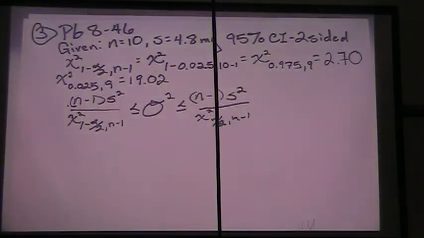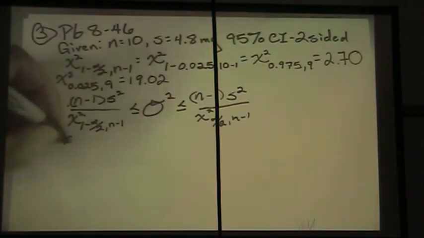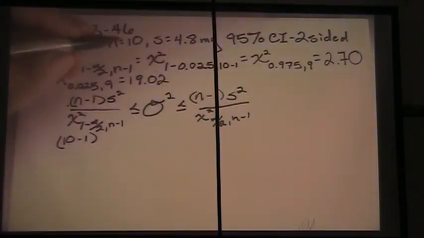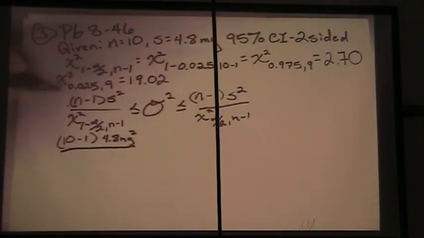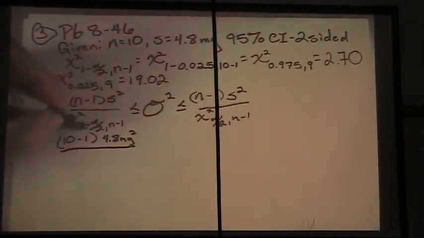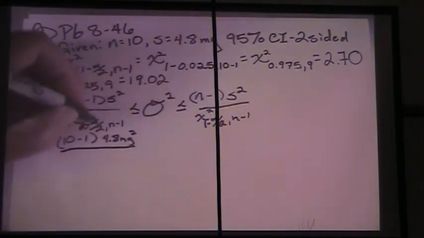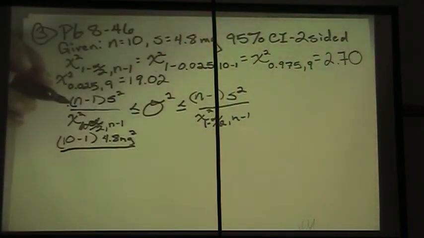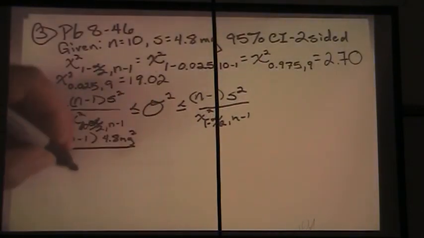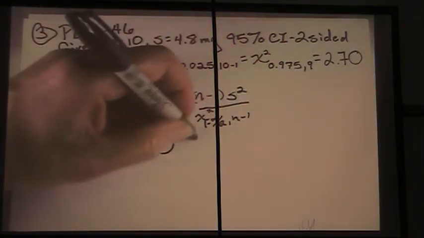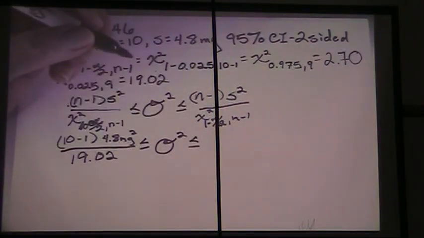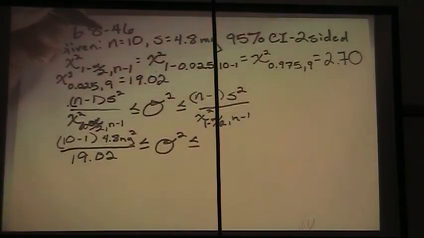Okay, we have numbers for everything except population variance, so let's stick those in there. So 10 minus 1 times 4.8 milligrams squared divided by our, oh, sorry, I screwed up there. It should be 1 minus alpha divided by 2 on this side, 1 minus alpha divided by 2 on the other side. Oh, what a mistake. I'm so embarrassed. I'm just hoping y'all can make the mental adjustment to cover for my screw up. Okay, so we are there for the lower part of the equation.